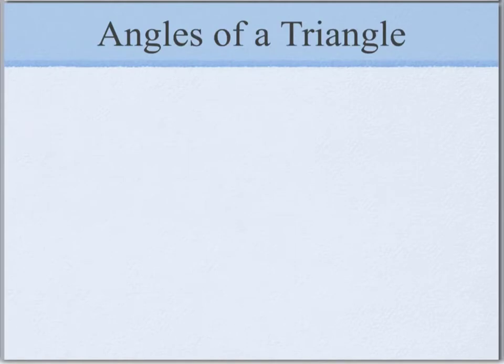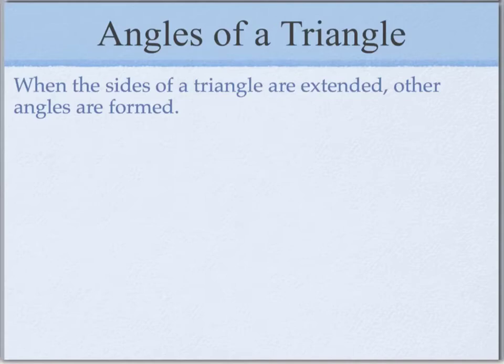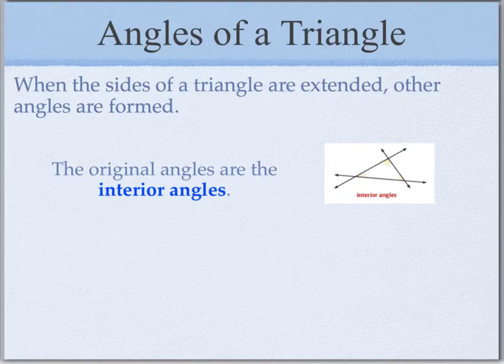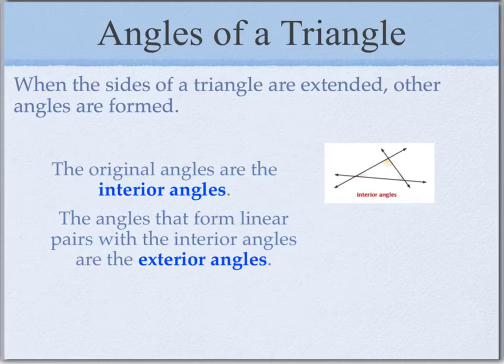If we take those three and we extend the sides, we make other angles. Okay? We have angles that are inside the triangle, angles of the triangle. Those are the angles that are used to define this as being a triangle. It's got three angles. Those are the interior angles. Okay? Now when we extend the sides, we get what's called exterior angles. Okay? The angles that form linear pairs with the interior angles are what we call exterior angles.